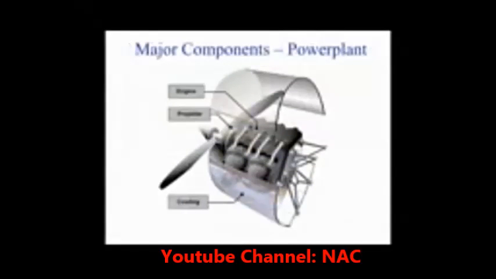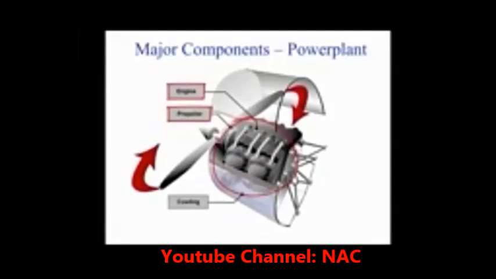The power plant usually includes both the engine and the propeller. The primary function of the engine is to provide the power to turn the propeller. It also generates electrical power, provides a vacuum source for some flight instruments, and in most single-engine airplanes provides a source of heat for the pilot and passengers.